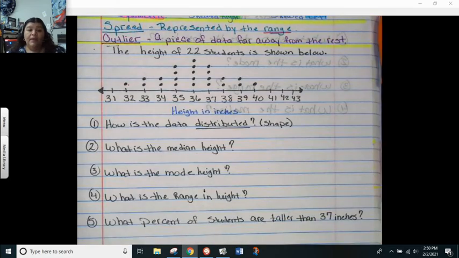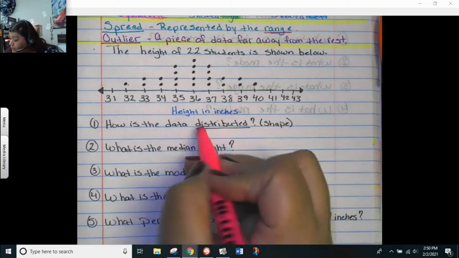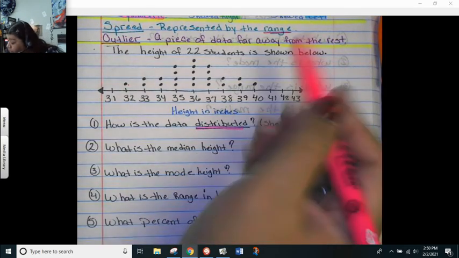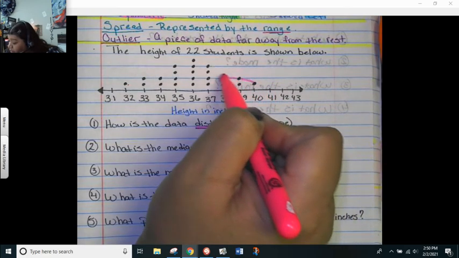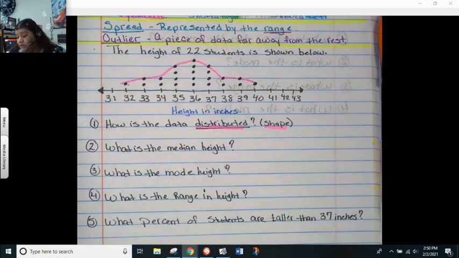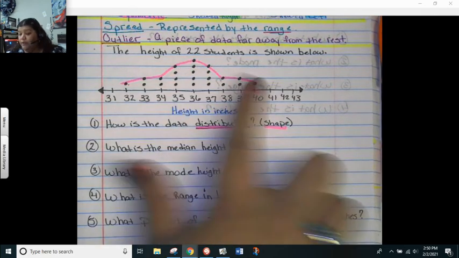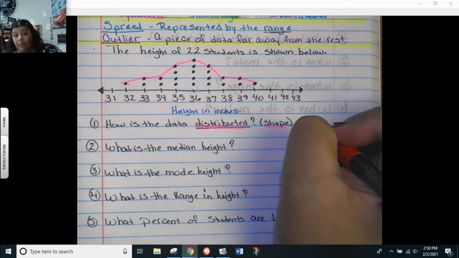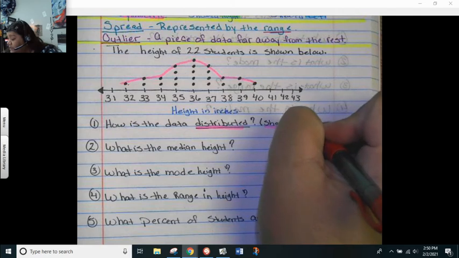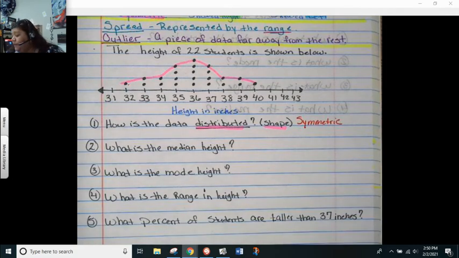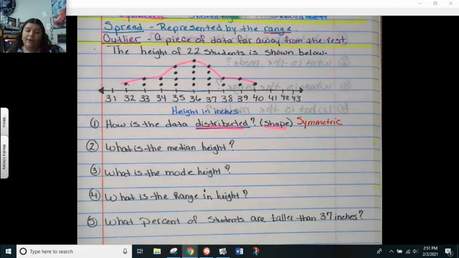Question 1. How is the data distributed? Now, the word distributed is another word for shape. Well, how is it shaped? Let's connect the dots. Starting with the dot, I'm going to go to each dot here. And if I look at that, it looks pretty symmetrical. I can clearly see that here's the top part of the hill, and both sides are pretty much the same. So on this one, I would have to say that this dot plot is symmetric, or symmetrical, however you want to say it, because it's a nice rolling hill.